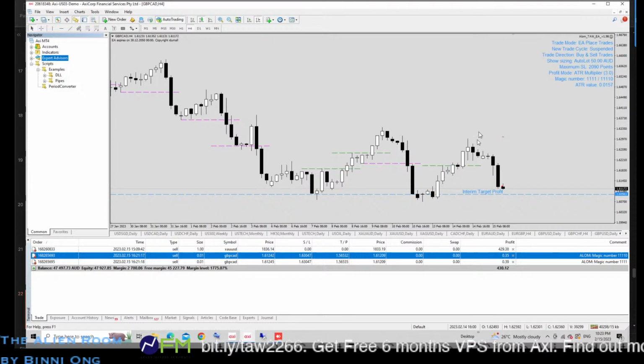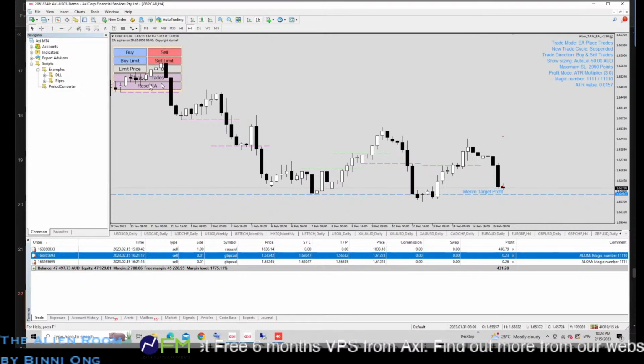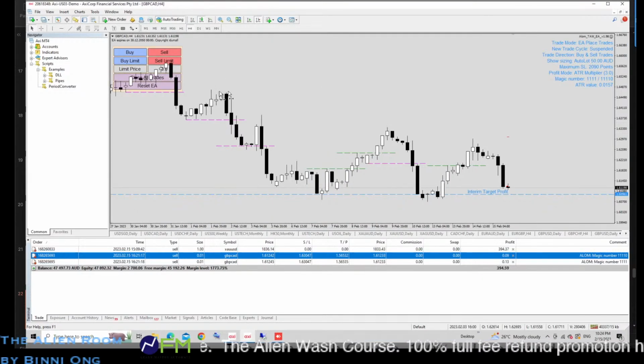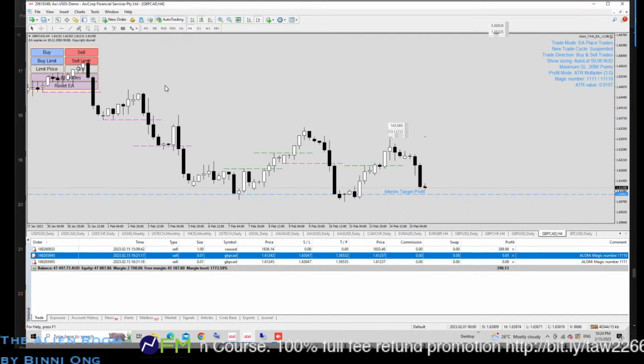Now, if you want to use the trade manager part of Alum, to place your trade you just have to press T on your keyboard and you bring out this particular panel here. You press T, it disappears. You press this one, you will open this panel here. Everything, go and look at the user guide.